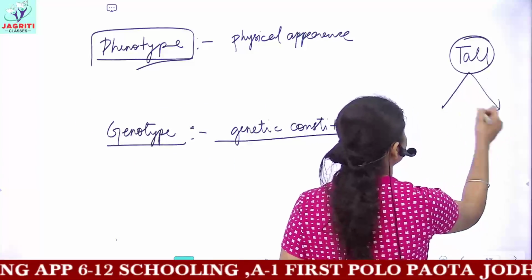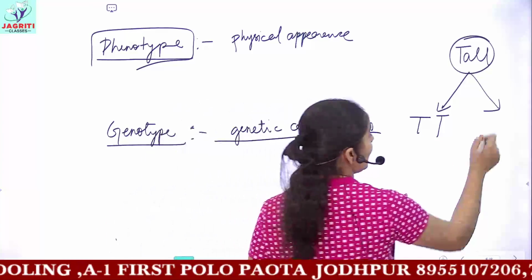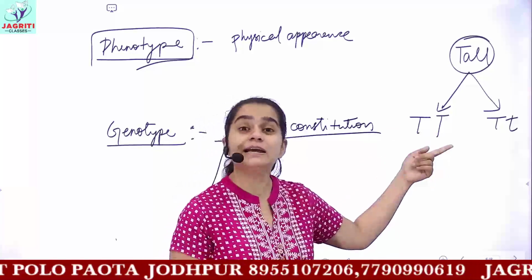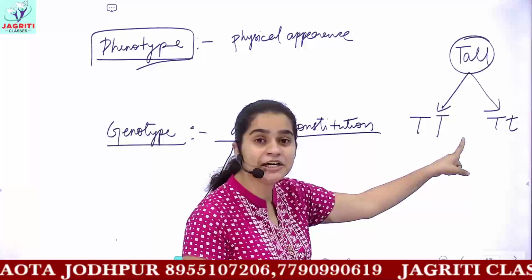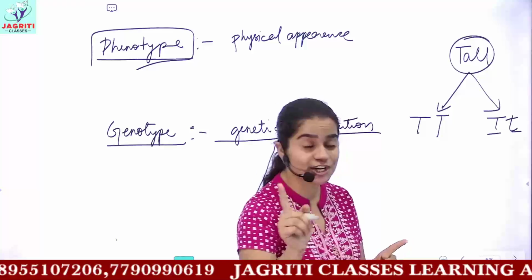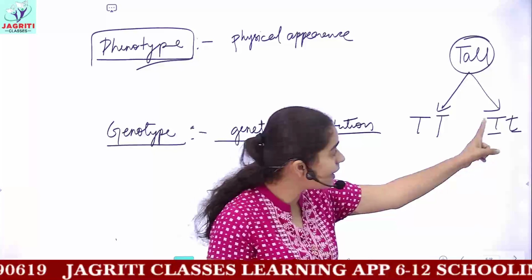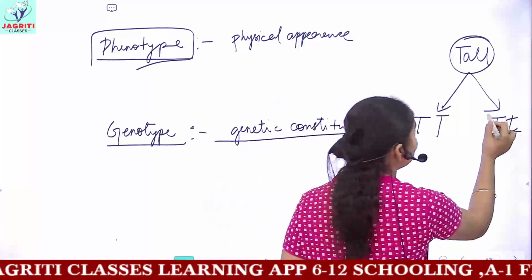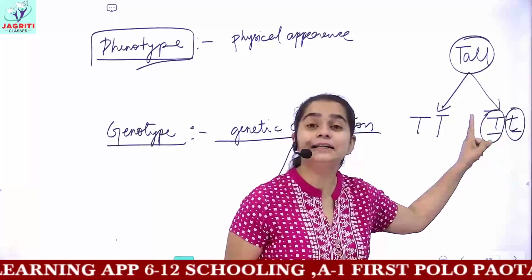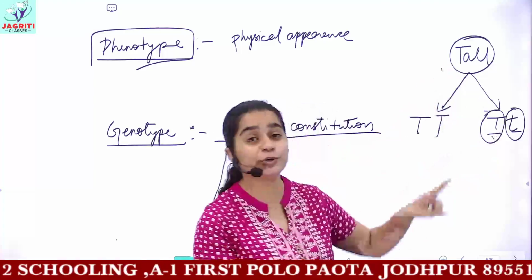We already discussed that for a tall plant, you can have the alleles capital T, capital T, or you can have the alleles capital T and small t. So here we know that capital T means dominant trait, and when both dominant alleles are present, the plant would be tall. But when you have the heterozygous condition, heterozygous means different alleles of the same gene. So when you have different alleles, because capital T is dominant and small t is recessive, the dominant allele, capital T, will express itself. And when capital T expresses itself, the plant would be tall.